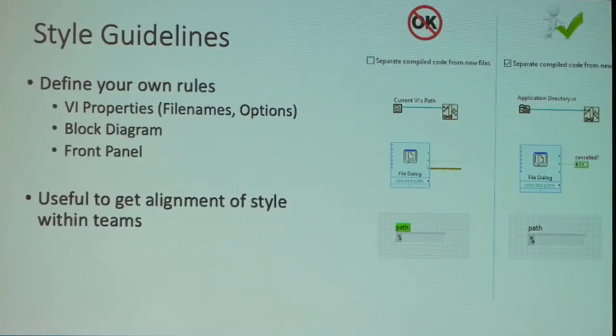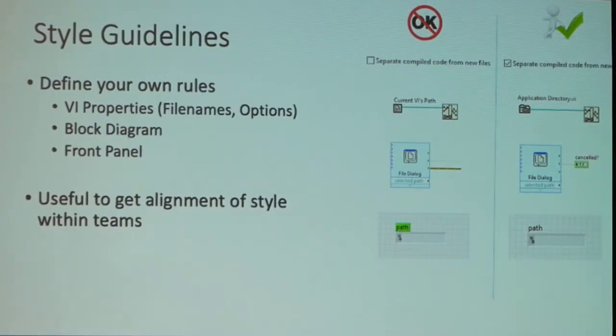So this is your opportunity to define your own rules, and then use VI Analyzer to enforce those rules, to check that everybody's following them. So you can define your own rules for things like file names, LabVIEW options, like that particular one. You can define rules for your block diagram, things like let's not use current VI's path, let's use the application directory VI. Let's not use file dialog with both outputs wide, let's just always use the cancelled boolean, for example. Or let's check for error 43. Yeah? But decide as a team how you're going to do this thing.